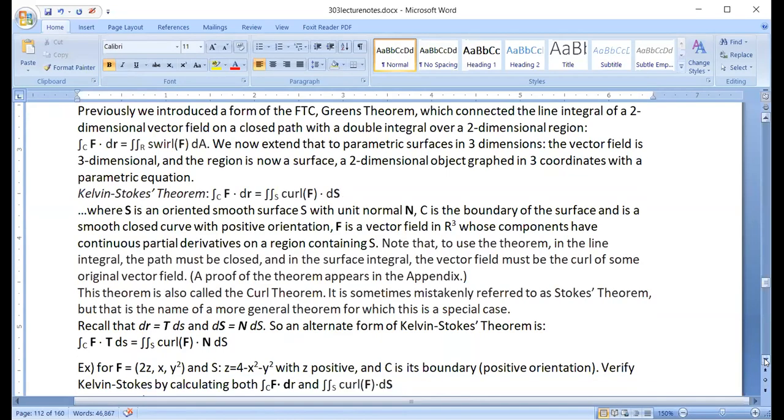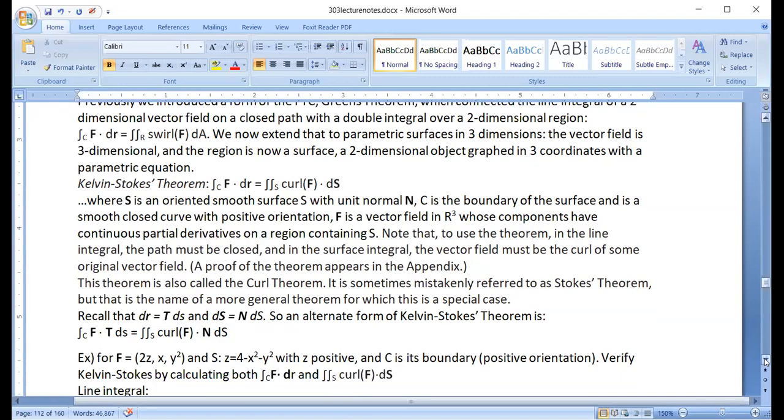Okay. So here's a vector field F, 2z comma x comma y squared, and then surface S, z equals 4 minus x squared minus y squared. And we're going to take z to be positive. And the curve C is its boundary, and we'll take everything with the usual positive orientation. So what we're actually going to do is verify the Kelvin-Stokes theorem by calculating both sides. We're going to calculate both the line integral over the curve and the double integral over the surface. So let's take a look. And if we do everything right, we'll get the same answer either way.